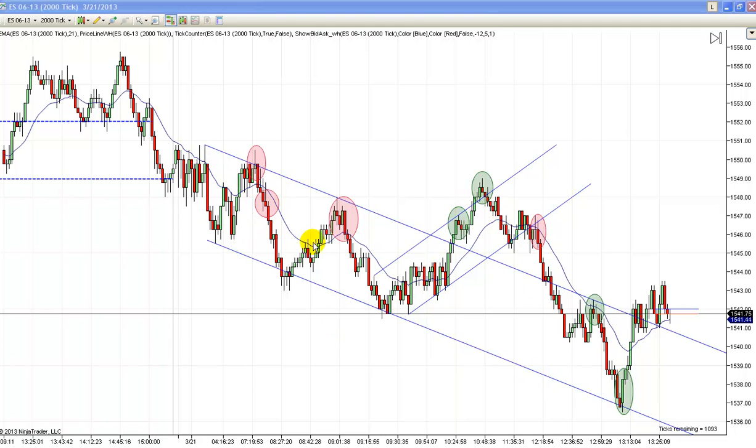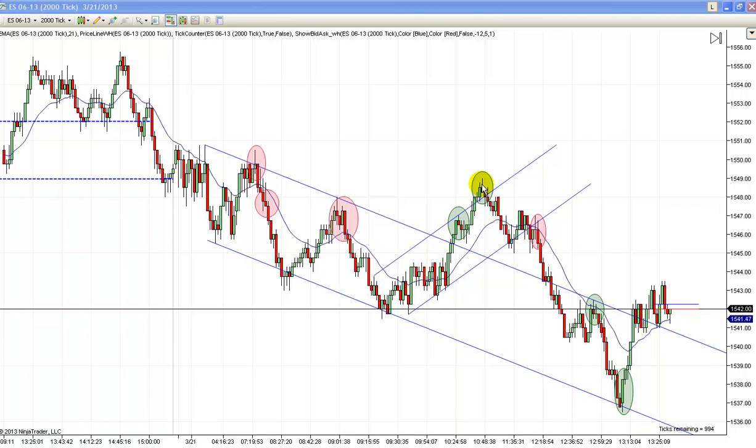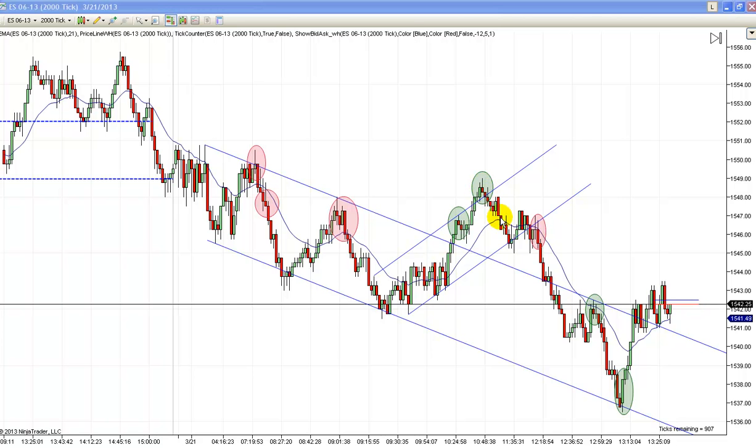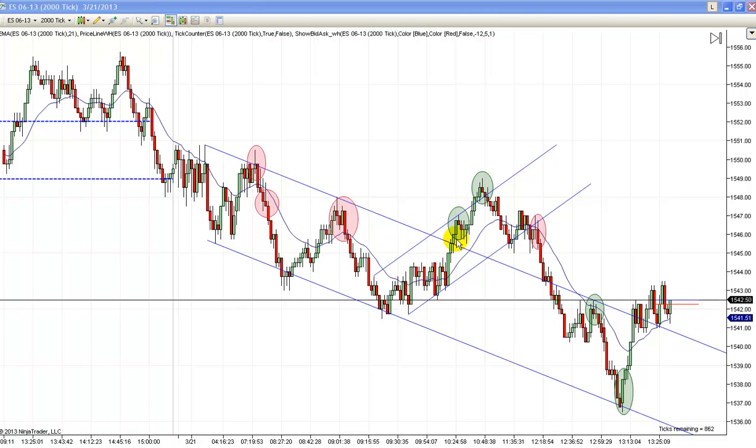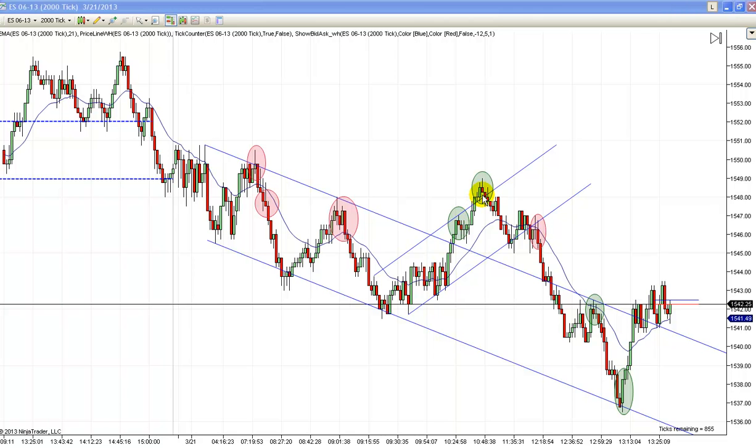Here's your down channel, a clear down channel, and we finally got a break here. But what do the rules tell us? You're still looking for a retest of the low. All this break does is signal that the trend could be ending. But generally, before it does end, we're going to get a retest, and we're going to get a new low, and there it is. We finally worked down to a new low, and now look, we're trying to rally out of there.